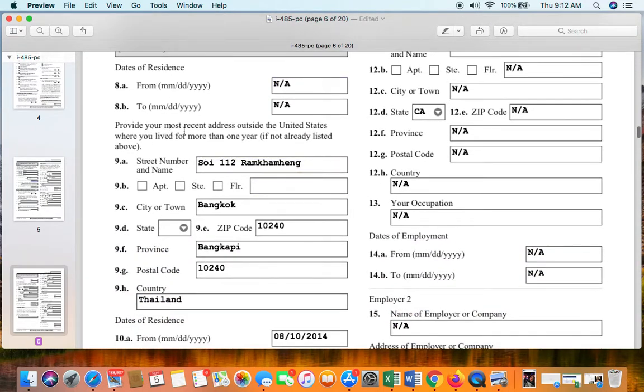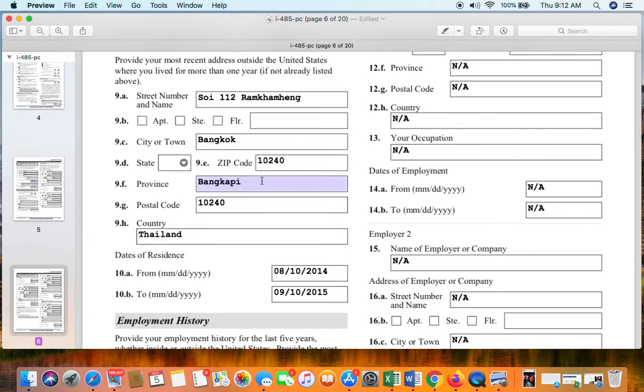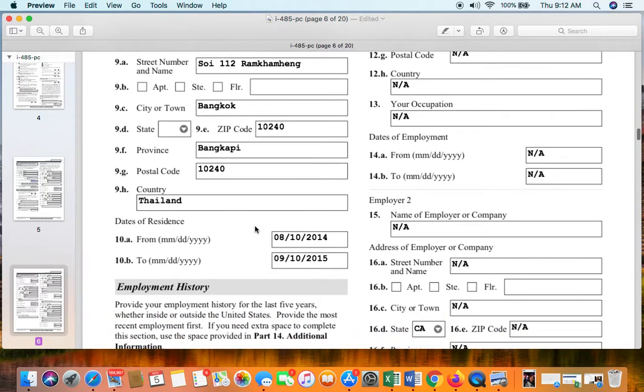Then provide your most recent address outside the United States where you lived for more than a year, if not already listed above. So the street. Before I came here to the United States of America, I lived in Soi, which means street, 112 Ramkhamhaeng. That is my condominium in Bangkok. The city of Bangkok, Bangkapi, and the postal code is 10240, Thailand.